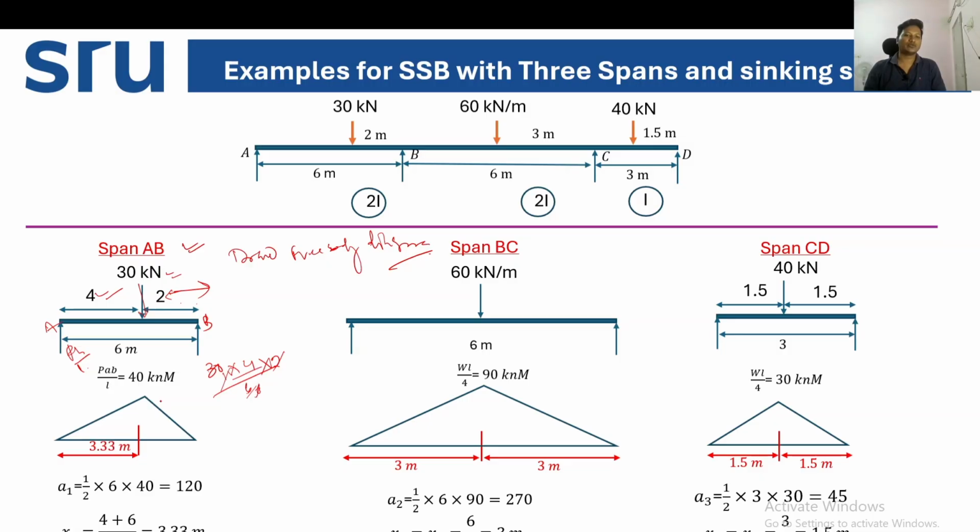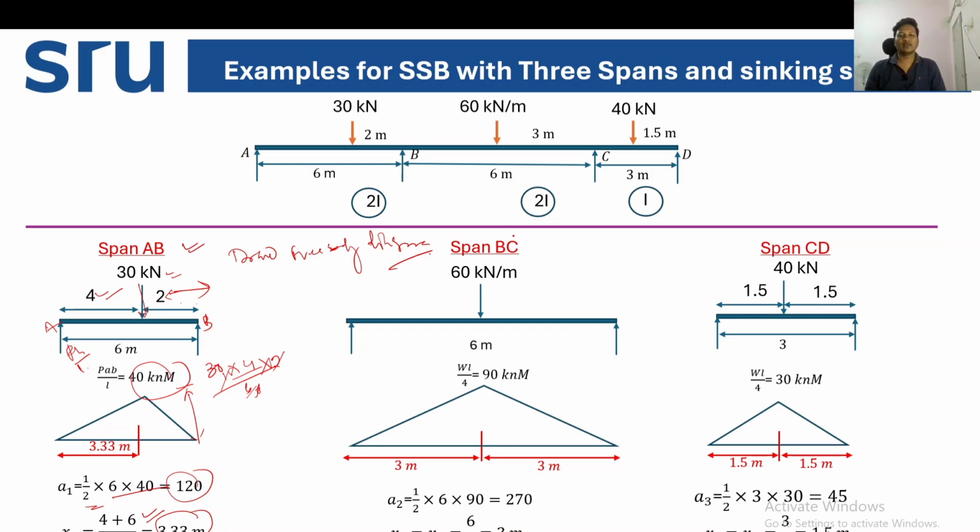This gives a total of 40 kilonewton meter. The total load is 40 kilonewton. So what is the CG distance? XL is A plus L by 3, that is 3.33. And how can we calculate area 1? That is half of base into height, that is 120.